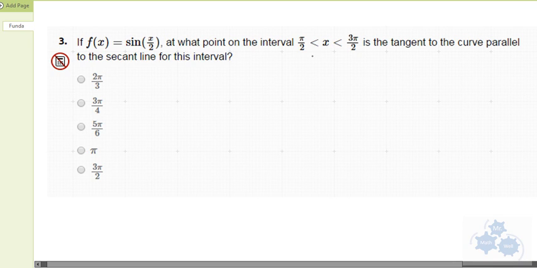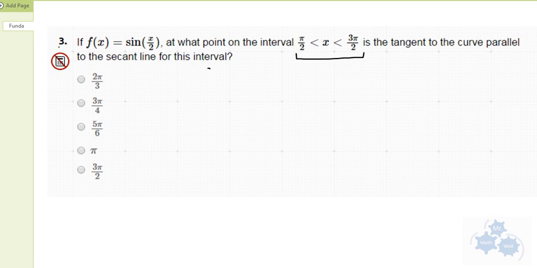At what point on the interval, so with x values here, pi over 2 to 3 pi over 2, is the tangent to the curve parallel to the secant line for this interval? And again, you're not supposed to use a calculator for this one. So we won't use a calculator here. We won't look at the function, although you know what sine of x looks like. So sine of x over 2 is probably going to look fairly similar.